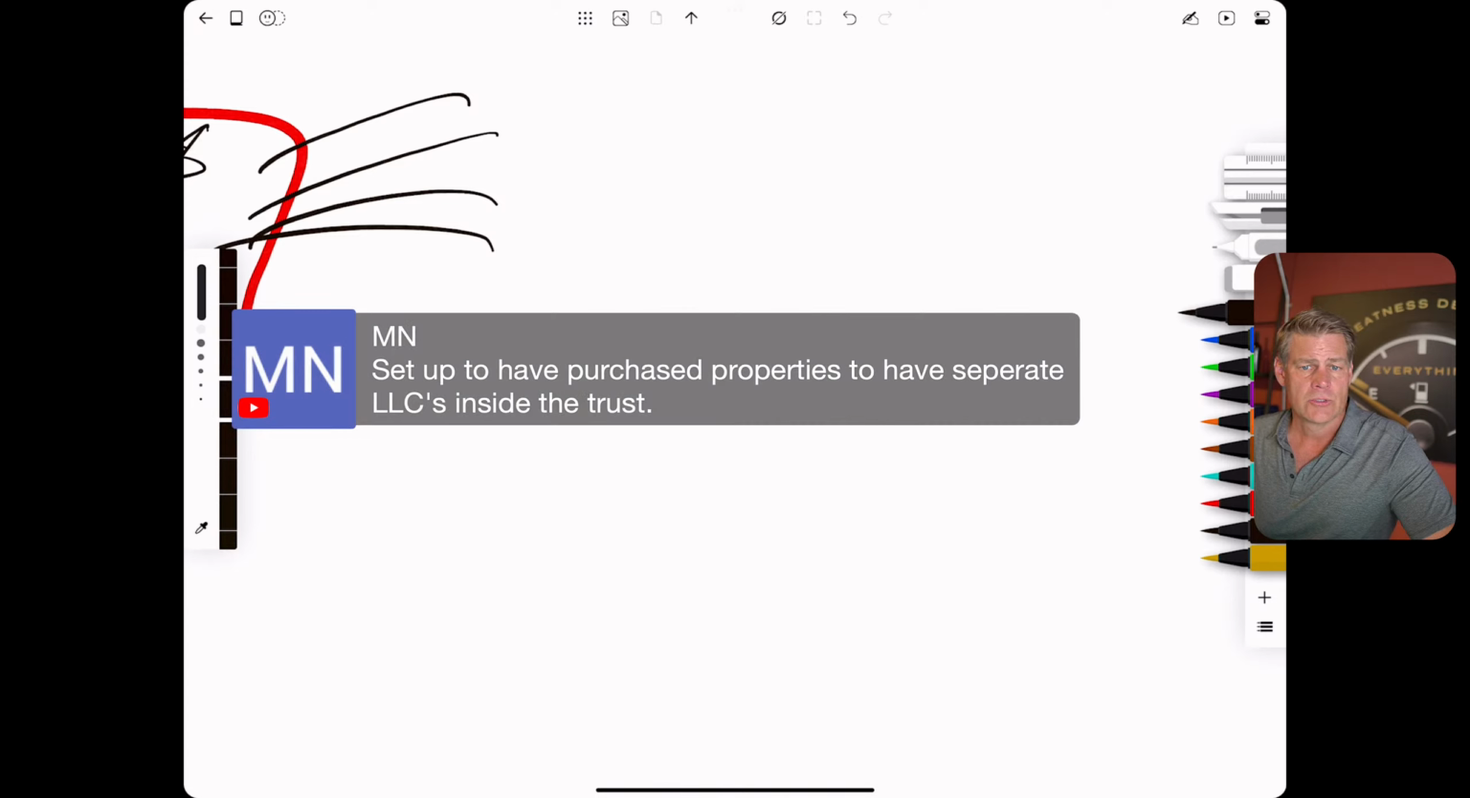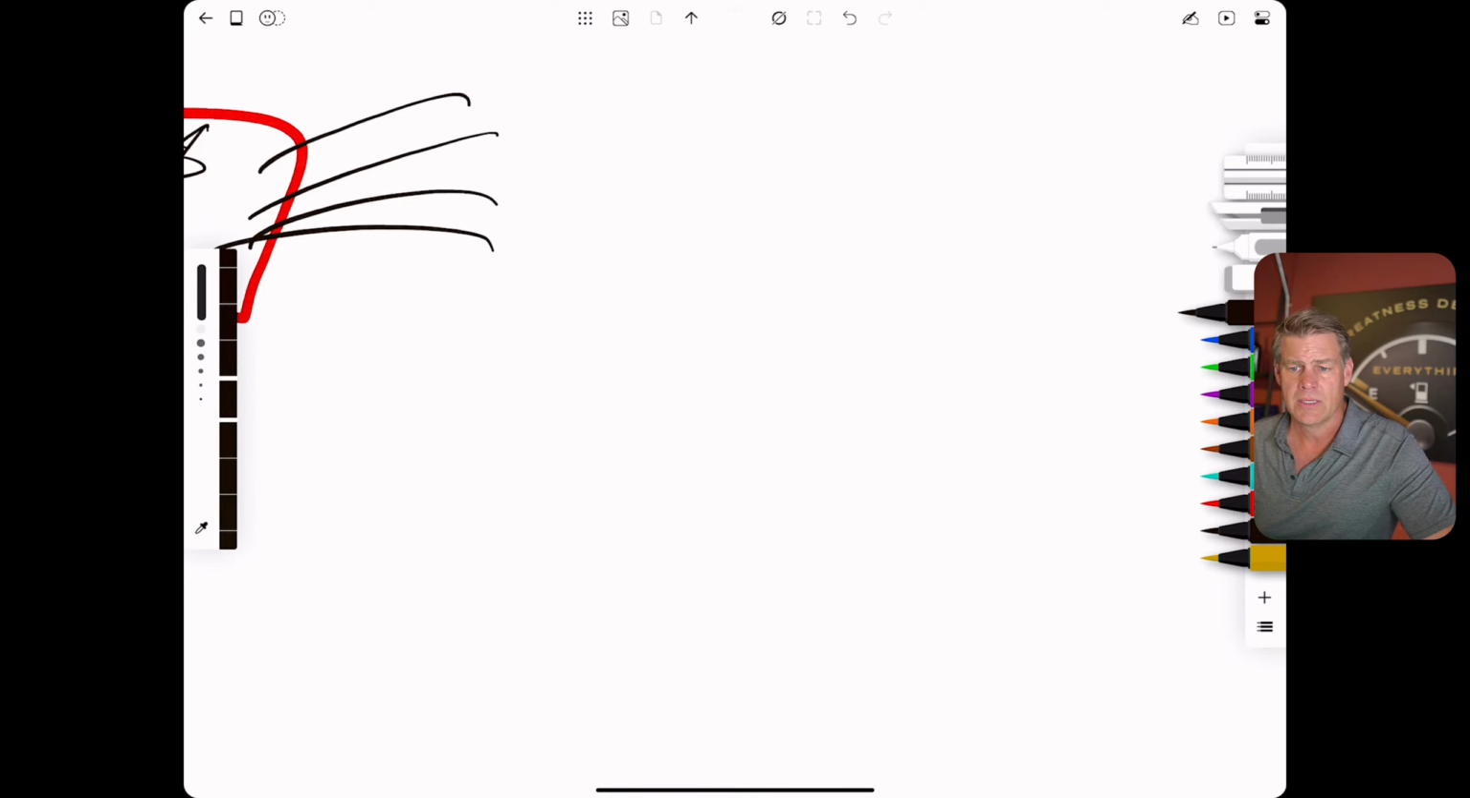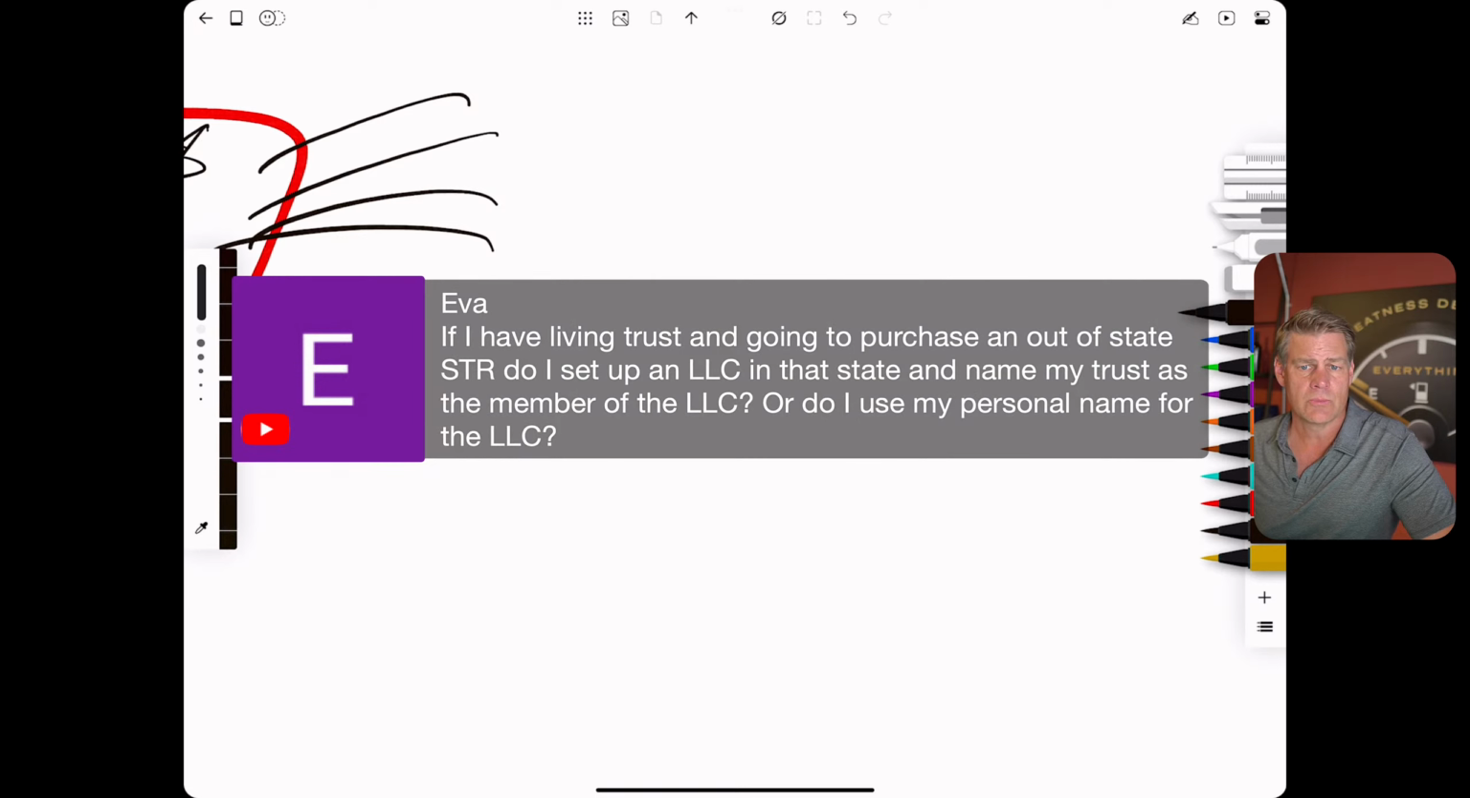All right, separate LLC, set up to have purchased properties. I'm not sure if that's probably a follow-up to something else, but I think I already answered it. If I have a living trust and I'm going to purchase an out-of-state short-term rental, do I set up an LLC in that state and name my trust as the member of the LLC?